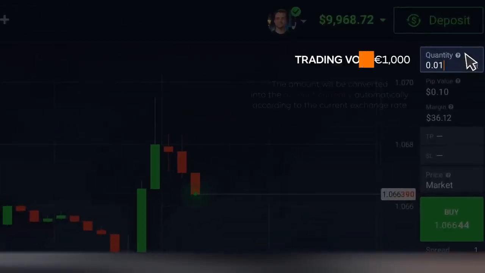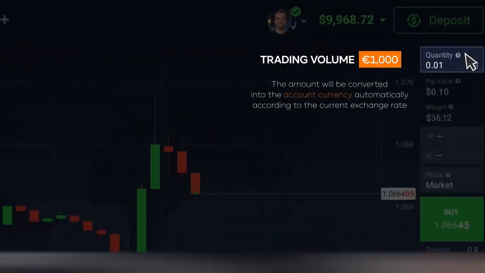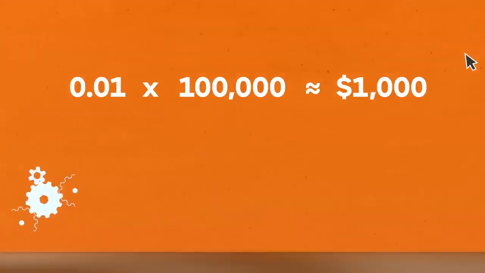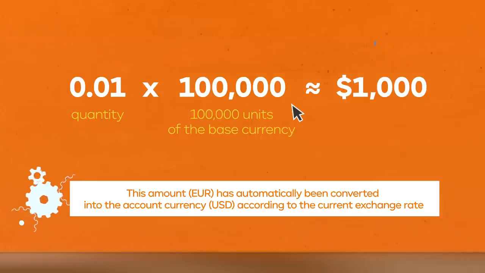In this case, the total trading volume will be 1,000 euro converted into the account currency automatically by the platform according to the current exchange rate. To arrive at this figure, we should take 0.01 lots, the selected quantity, and multiply it by 100,000 units of the base currency traded. Please note the amount is automatically converted from the base currency, which in this example is euro, to the account currency, which is USD in my case. So it means the trading volume for my position will be 1,000 euro converted automatically by the platform according to the current exchange rate. Note that the margin is always calculated in the base currency.